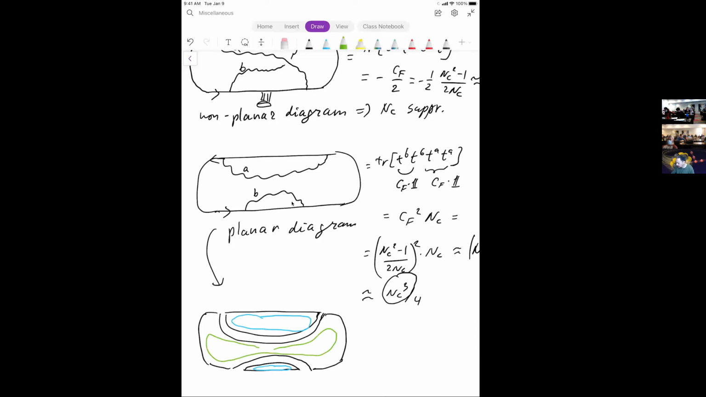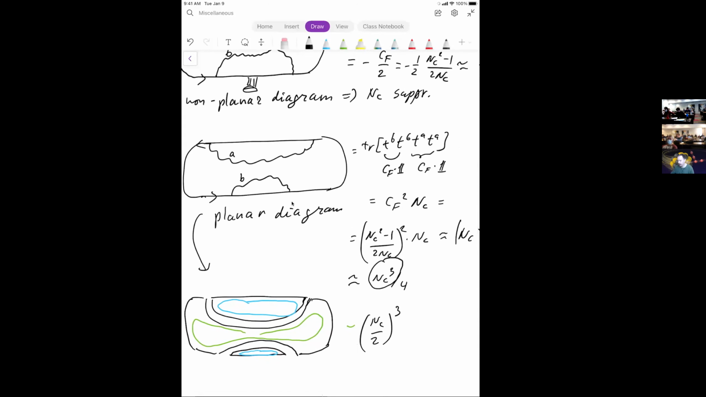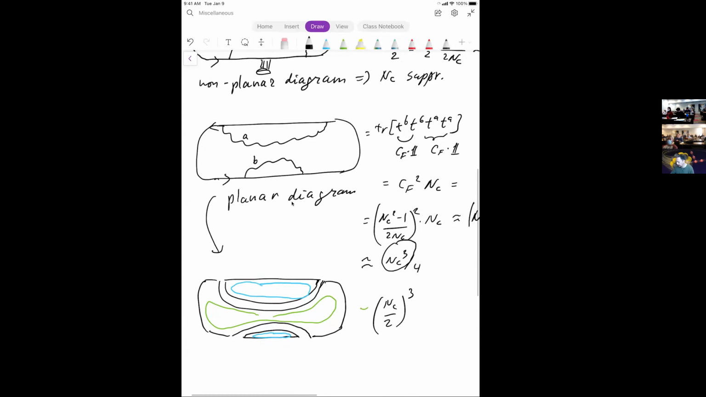in the middle. So by that rule, this thing should be NC over 2 cubed because there are 3 loops. We're off by a factor of 2 compared to the exact calculation, but at least we got the power of NC, right?